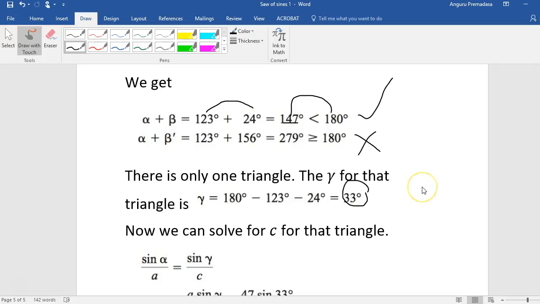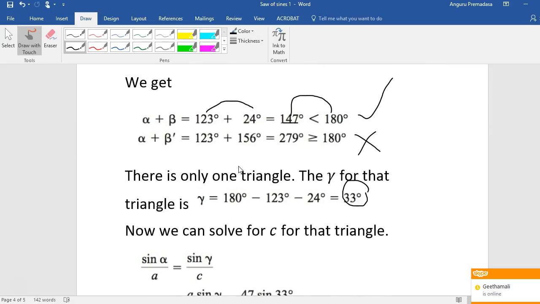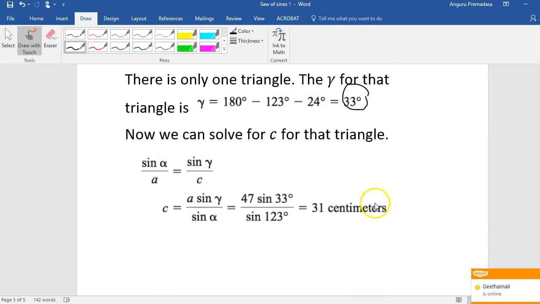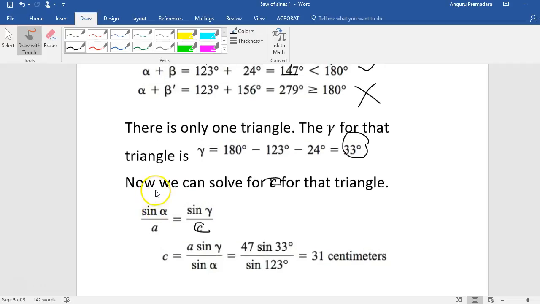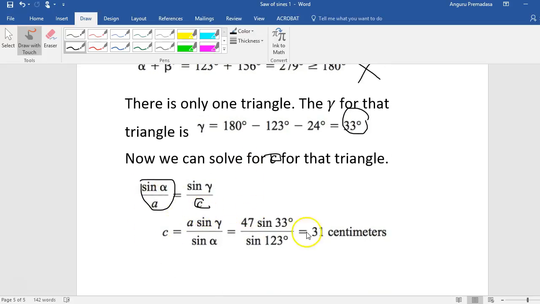Now for that particular triangle, what do we know? We know the two sides, A and B, and we know alpha, beta, and gamma. So we only need to find C, the remaining side, and we can find that using the ratio sine gamma divided by C equals another given ratio. You can take any one of the other ratios, either sine alpha divided by A or sine beta divided by B, but let's take sine alpha divided by A, and then we can solve for C.